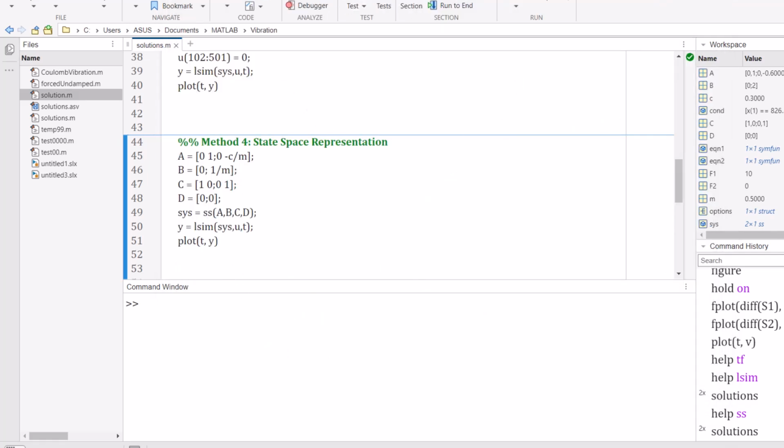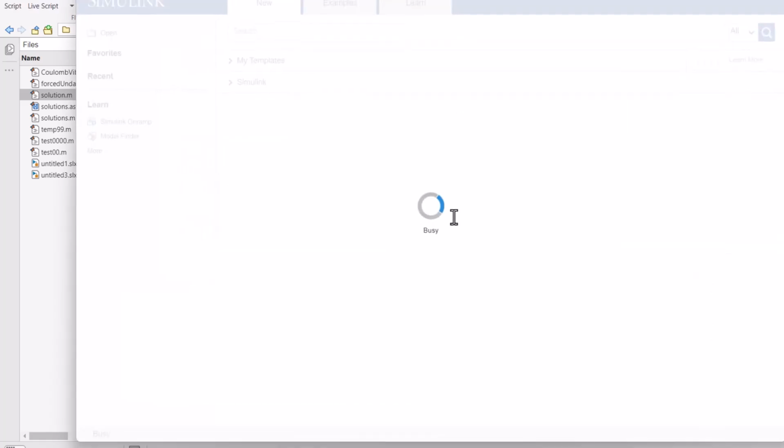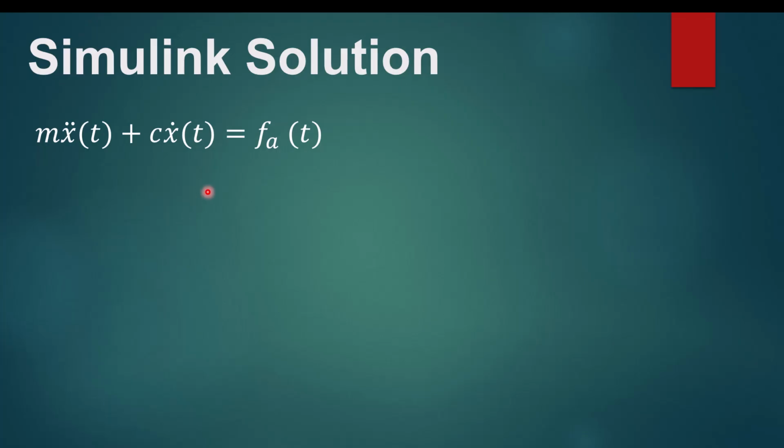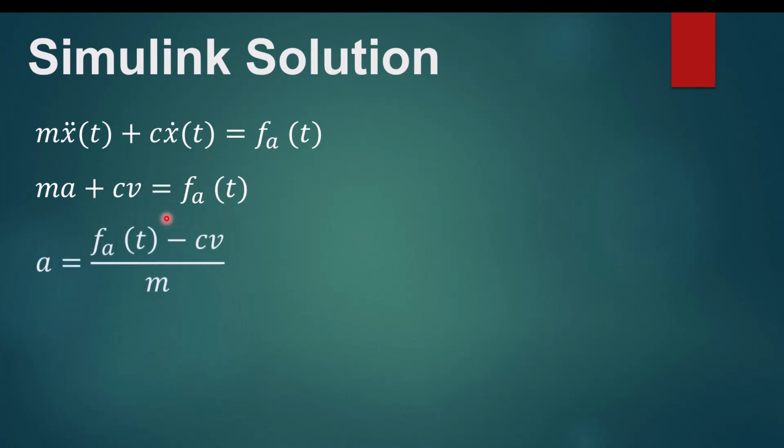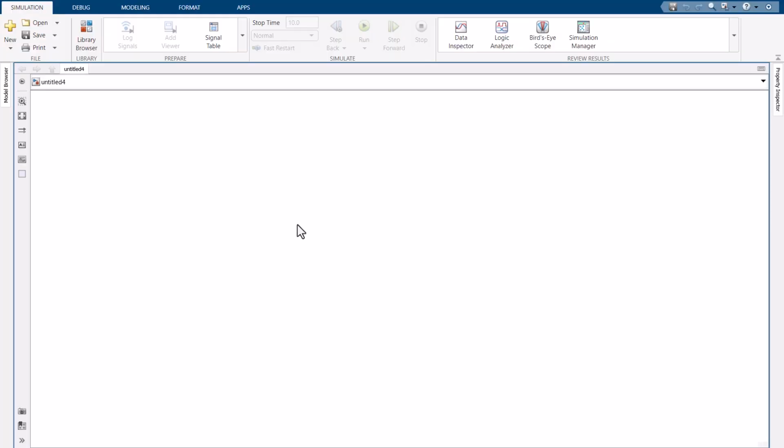And for method 5, I have to go to Simulink. To find the answer of this differential equation in Simulink, I go back to the initial equation, and instead of x double dot, I write acceleration, and instead of x dot, I write velocity. And I convert this form into this form. So acceleration is f minus c v over m, and this is what I'm going to create in Simulink. So when you have second order differential equations, you need two integrators.